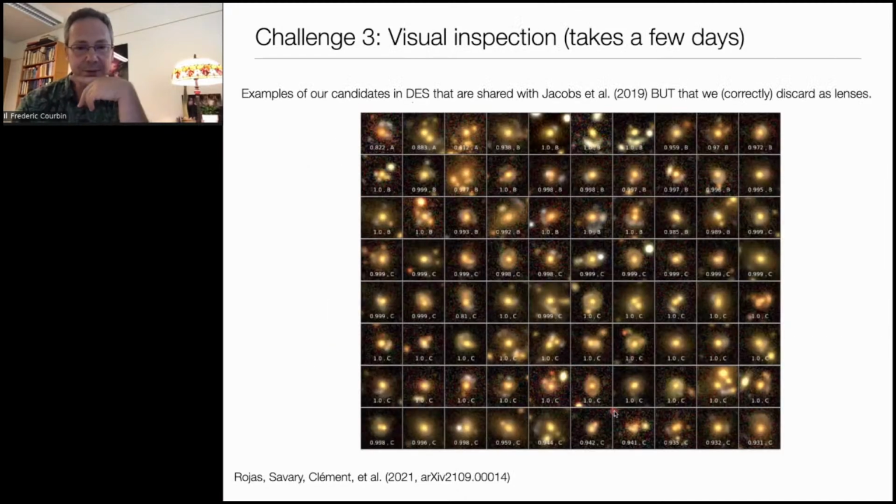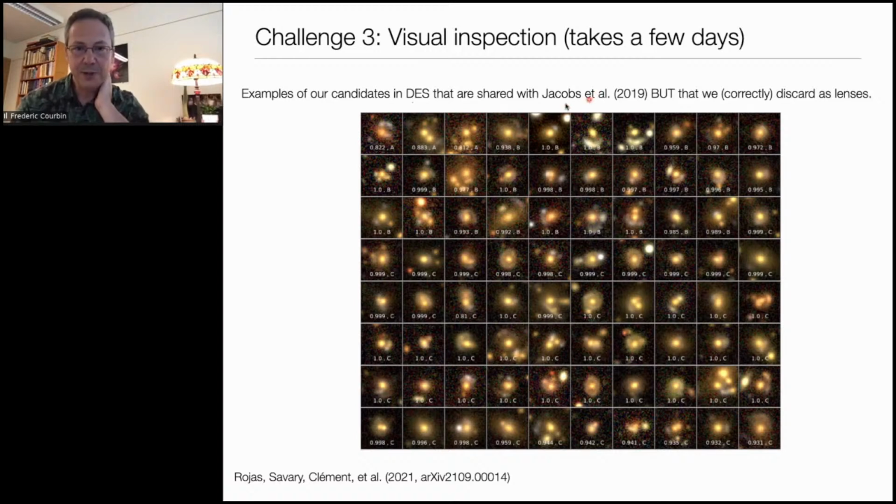So we are not the only ones who looked for lenses in DES, for example. Jacobs, in fact, started that. And that's an illustration of how we disagree on the visual classification. So these are all candidates that Jacobs considered as candidates that we found in our search, but discarded completely at the visual inspection step. So you see, each time the CNN score is high, 0.999 and so on. But in the end, I don't see any lensing, any trace of lensing there. Maybe in a few objects, maybe that one, maybe that one.